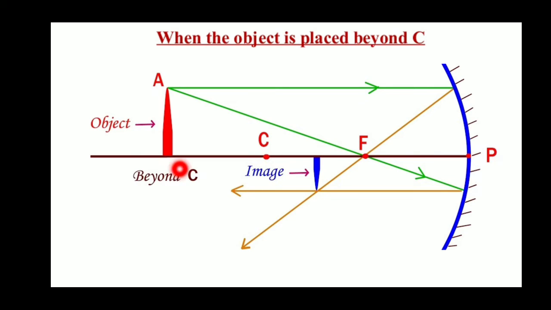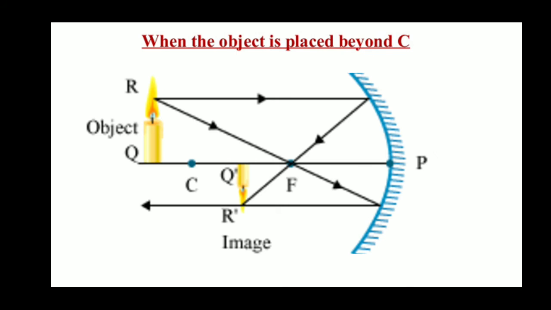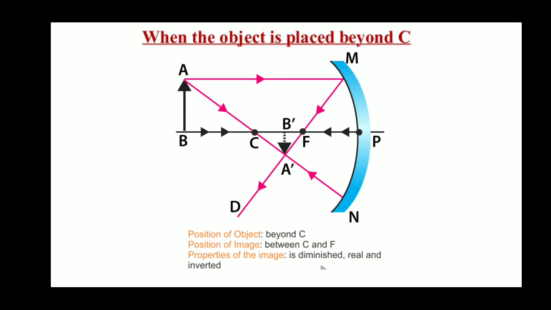Now see this red color object and the blue color image. Very clearly, the image size is smaller. So I can say the image is real, inverted and diminished. Now see, this is the same diagram drawn with the candle flame. Object is beyond C, image is formed between C and F. Any one manner you have to draw. Just to understand, it is drawn in various ways, various diagrams are shown.